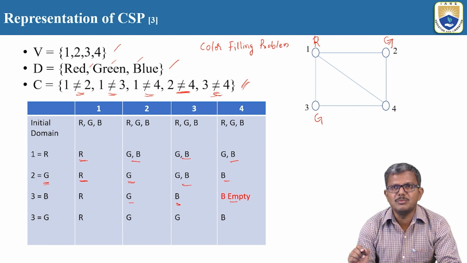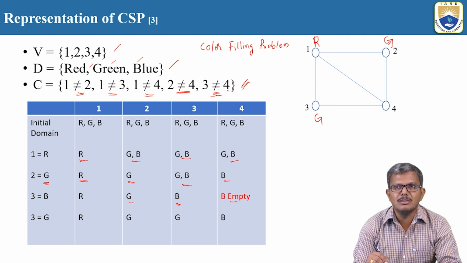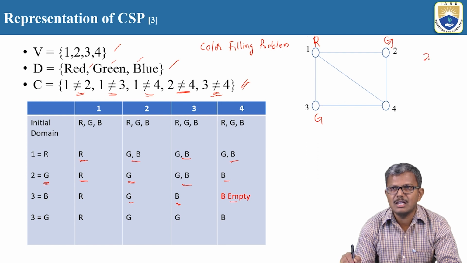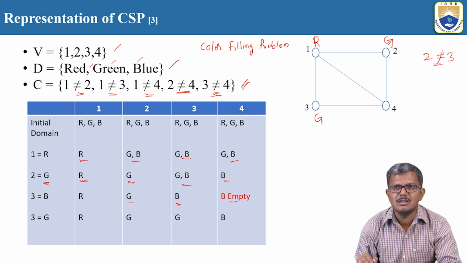Is it possible? Yes, it is possible. Why? Because there is no problem. We are not violating any of the constraints that are given here. For example, here you see in blue we are having 2, means in the second circle we are having green, and in the third circle also we are having green. But we do not have any constraint saying that 2 should not be equal to 3. This kind of constraint is not there. So there is no problem even if you are filling this third circle with green color.